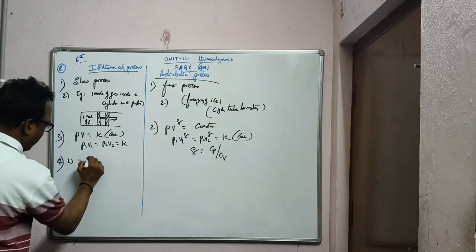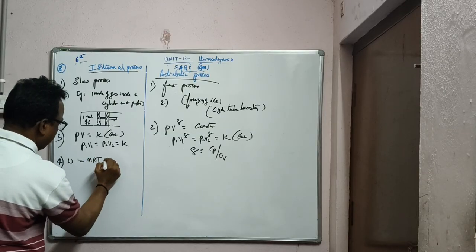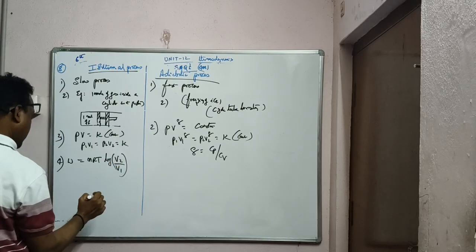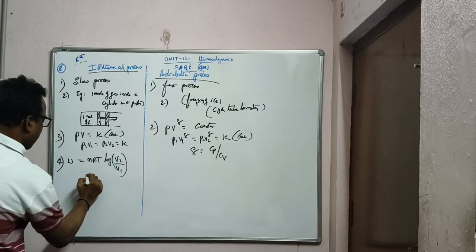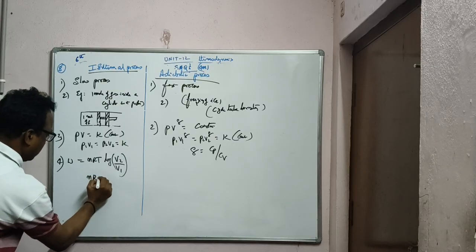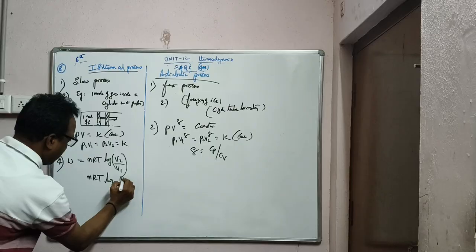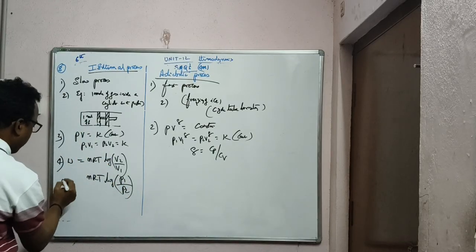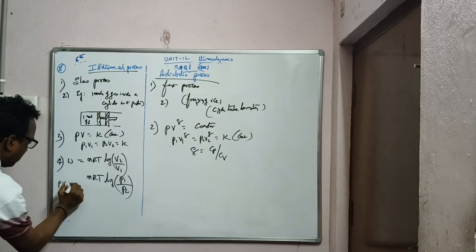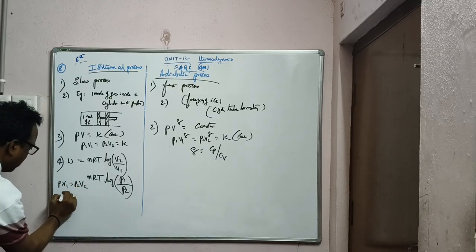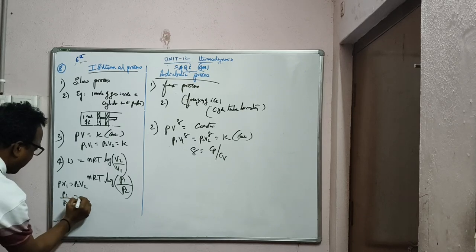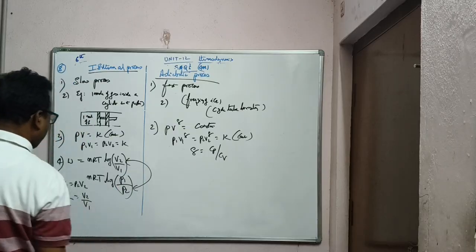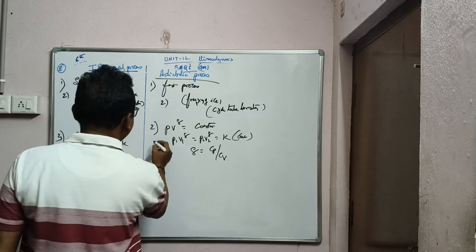Work done is given by nRT into log V2 by V1, or in terms of pressure, nRT log P1 by P2, because we already know P1 V1 is equal to P2 V2. So from this, P1 by P2 is V2 by V1. So both are right. Work done. So here, work done, 3, 4.